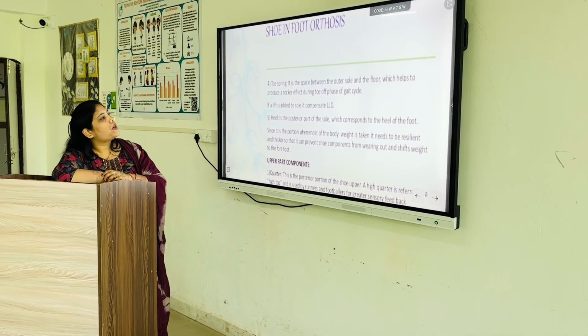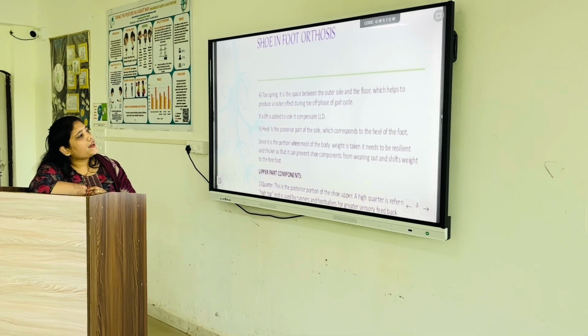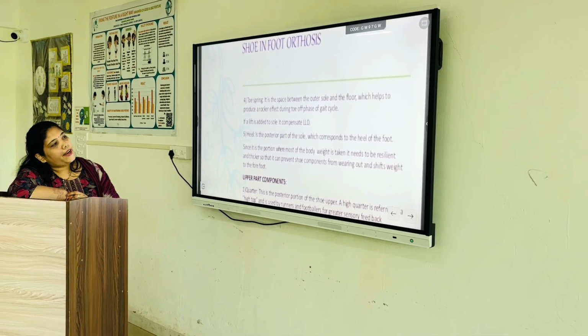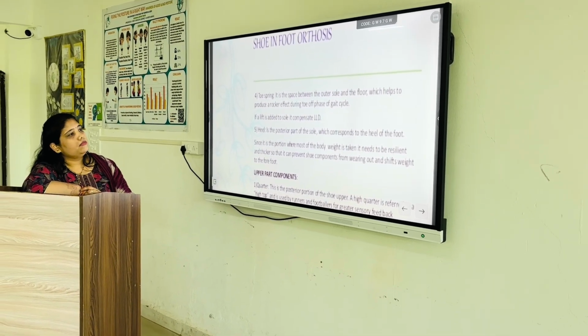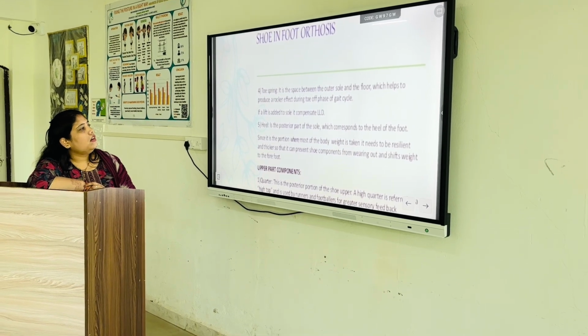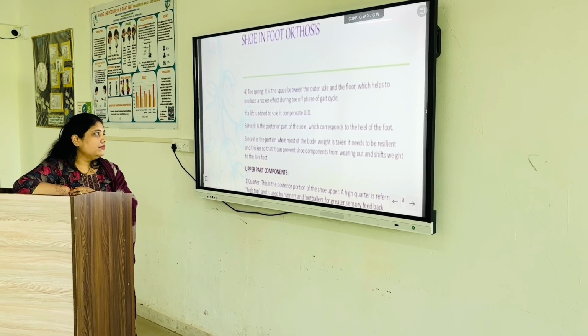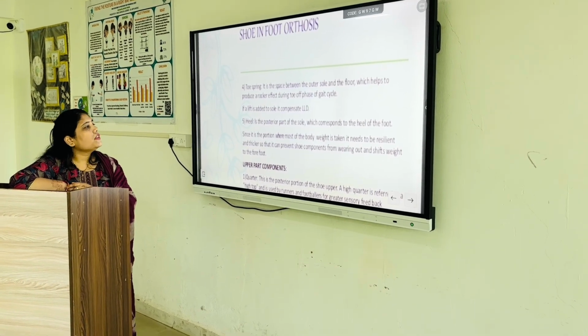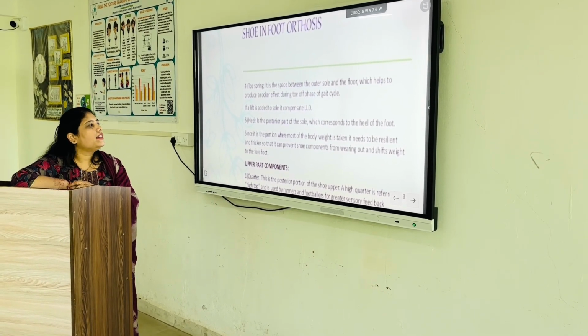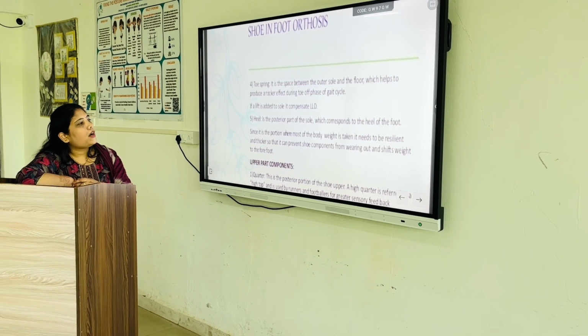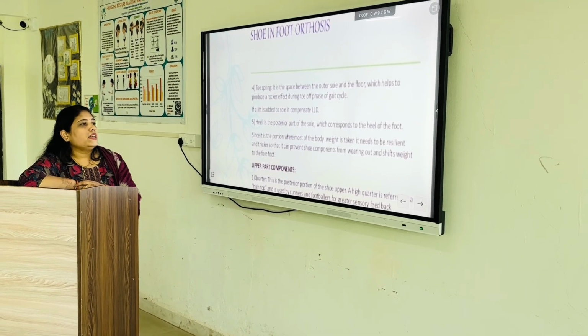Fourth one is the toe spring. It is the space between the outer sole and the floor, which helps to produce a rocker effect during the toe-off phase of the gait cycle. If a lift is added to the sole, it compensates for LLD. Heel is the posterior part of the sole which corresponds to the heel of the foot.